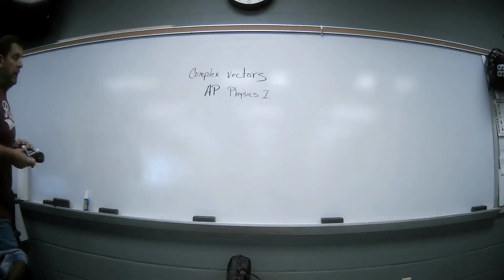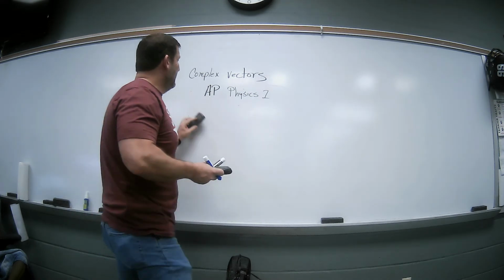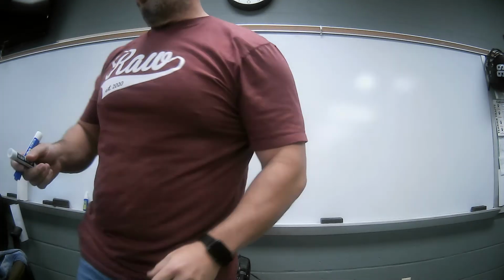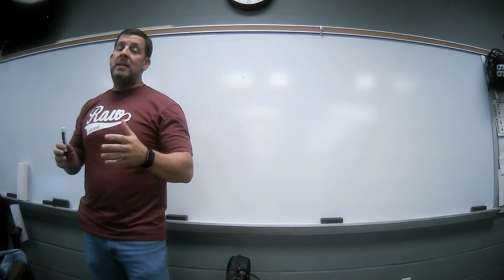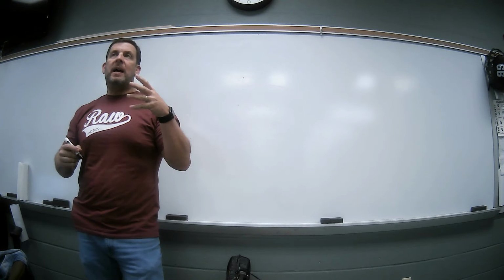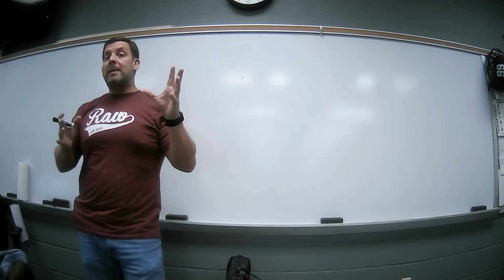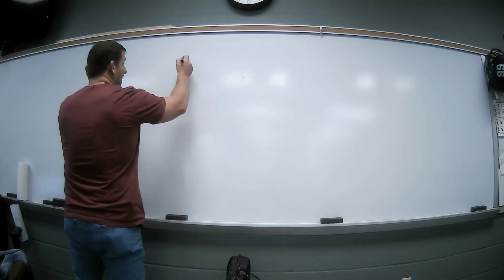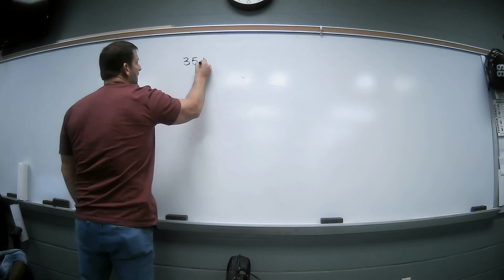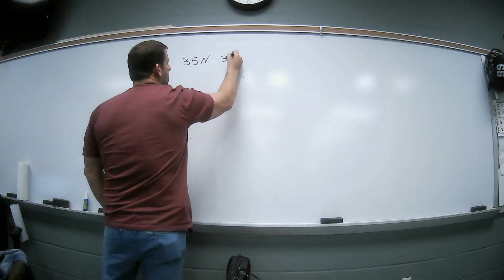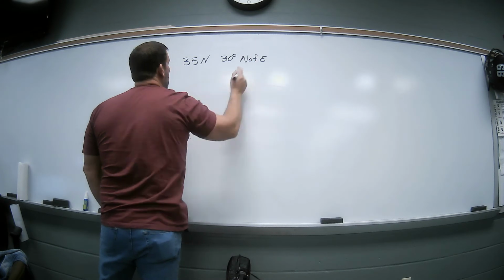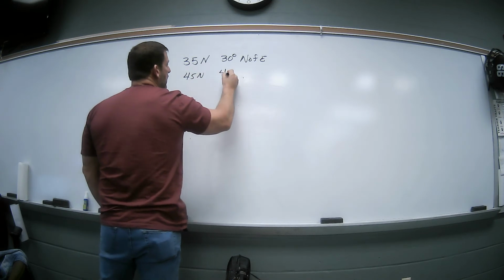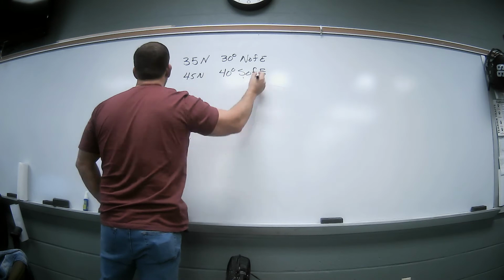All right, AP one, let's finish up our idea on complex vectors. The ones we originally talked about were nice, easy vectors. Remember, we use vectors in place of maybe velocities or forces. But what if I have something that looks like this? 35 newtons, remember newtons is a force, 30 degrees north of east, while we have 45 newtons, 40 degrees south of east.